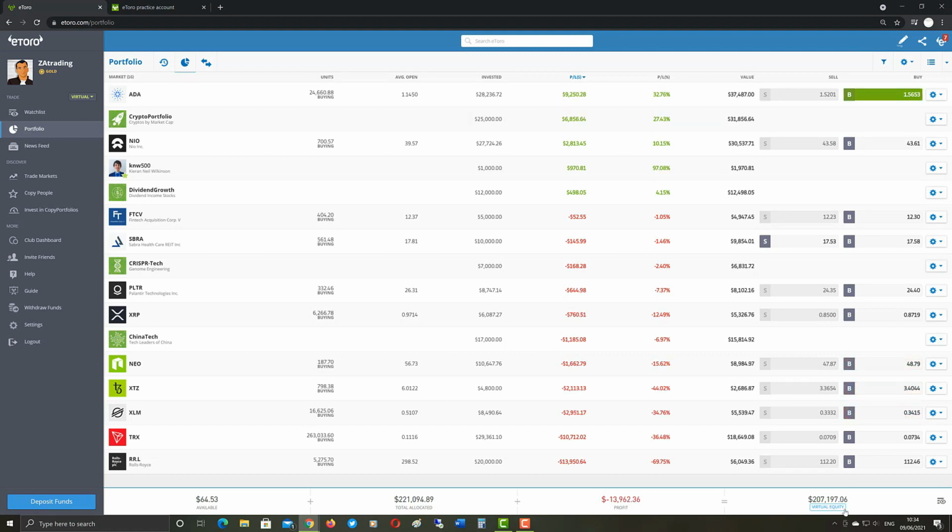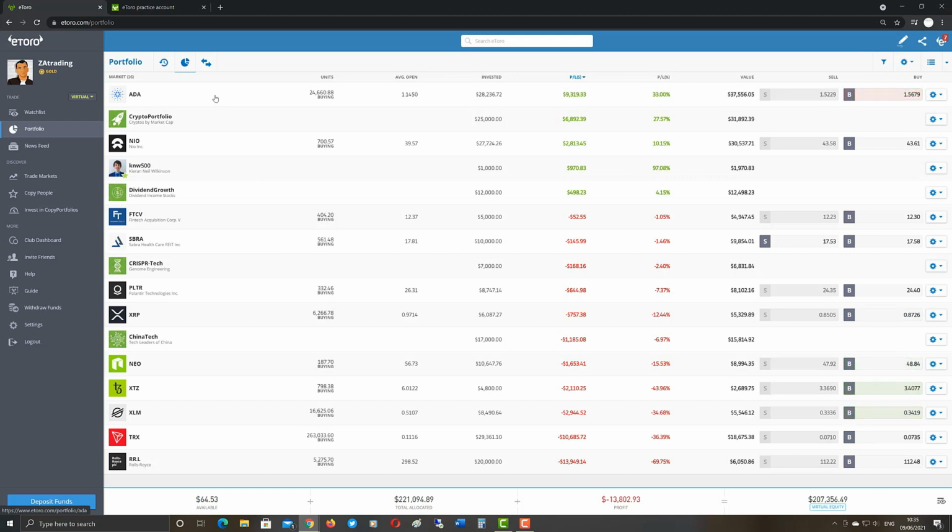My virtual equity now looks at $207,000, and I've done that over the last 12 months of practicing on this. Not 7 days a week, but as and when I get a bit of time, I sit down and look at the stock market and I invest. These are the stocks you can see here that I've invested in.